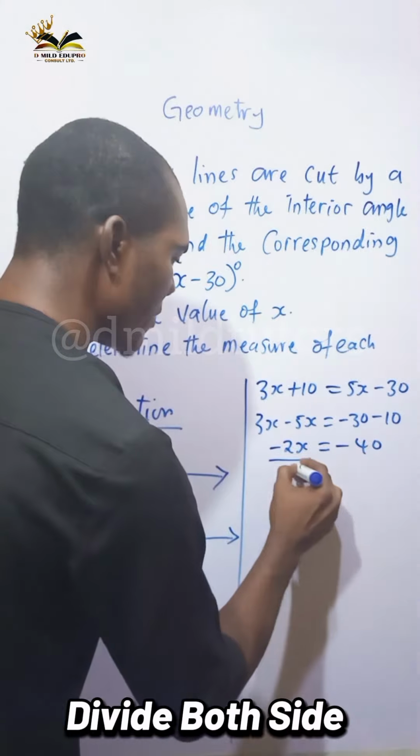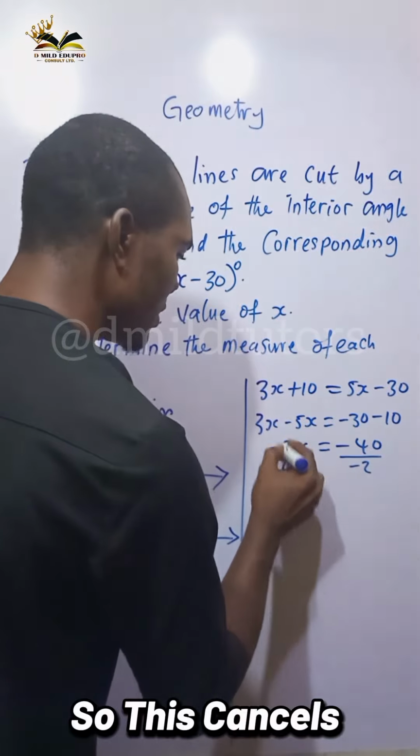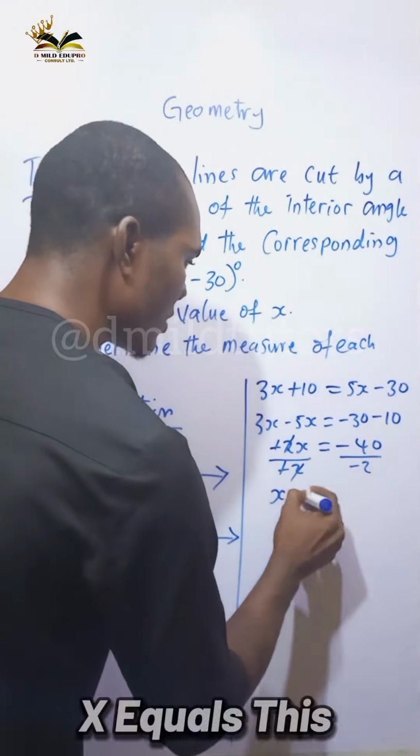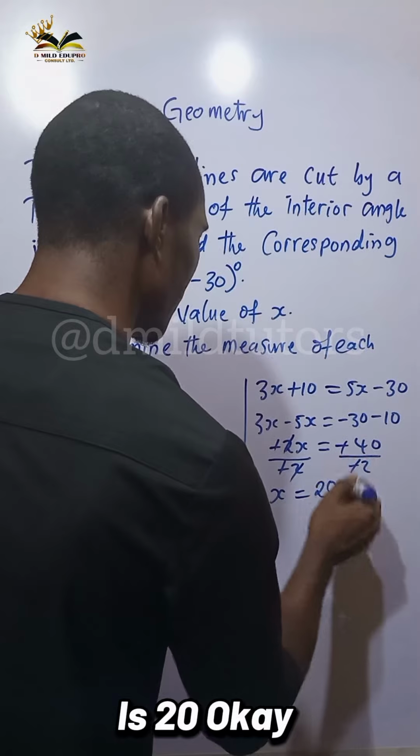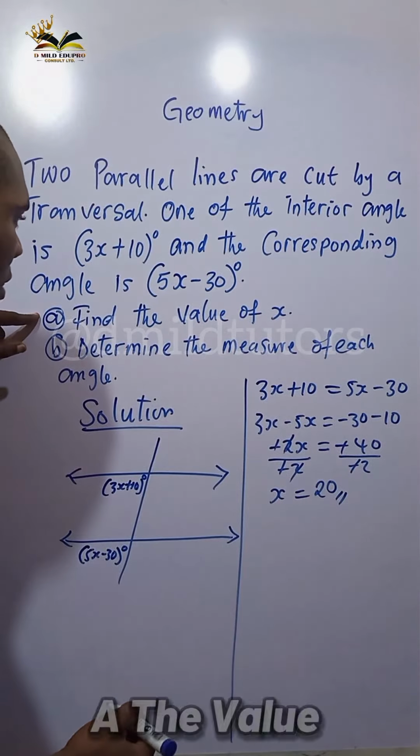So here we divide both sides by minus 2. So this cancels, then you have x equals 20. So your x is 20. Okay. That means for A, the value of x is 20.